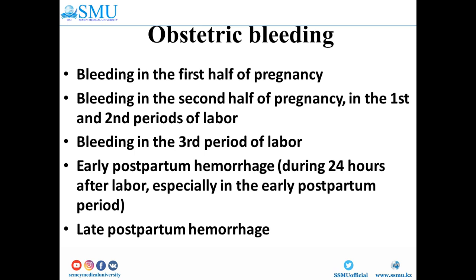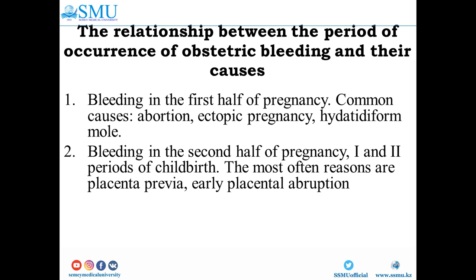Classification of obstetric bleeding. Bleeding in the first half of pregnancy. Bleeding in the second half of pregnancy in the first and second periods of labor. Bleeding in the third period of labor. Early postpartum hemorrhage during 24 hours after labor, especially in the early postpartum period. And the late postpartum hemorrhage. The relationship between the period of occurrence of obstetric bleeding and their causes.